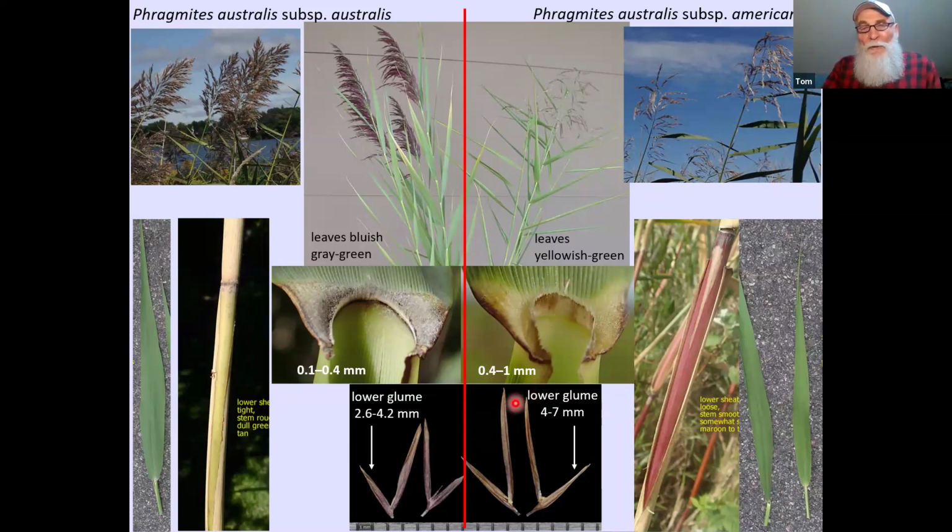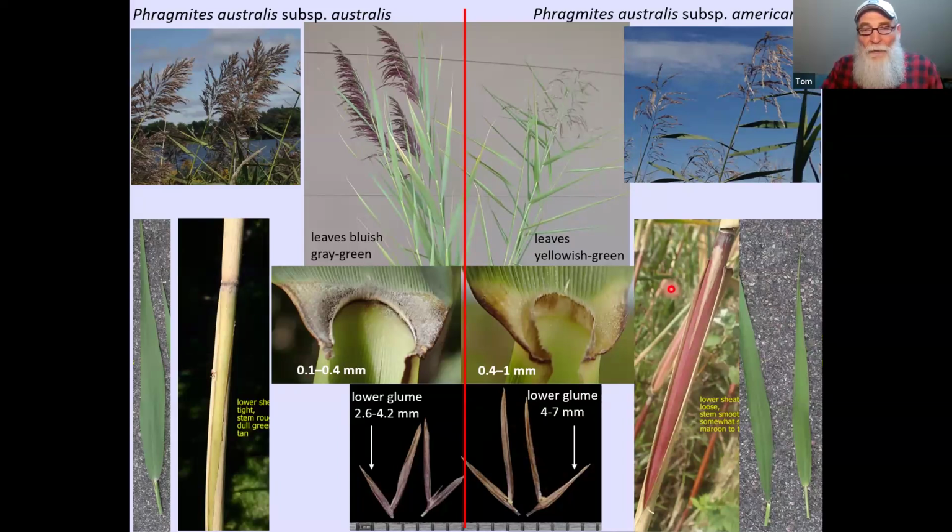Another one would be to look at the glumes if you've got spikelets. This is another thing that's very distinctively different. This is just showing the upper and lower glumes here without any florets. The florets have been removed, so we just concentrate on the glumes. And here we have measurements on the lower glume, 2.6 to 4.2 for this one. For the native one, it's 4 to 7.